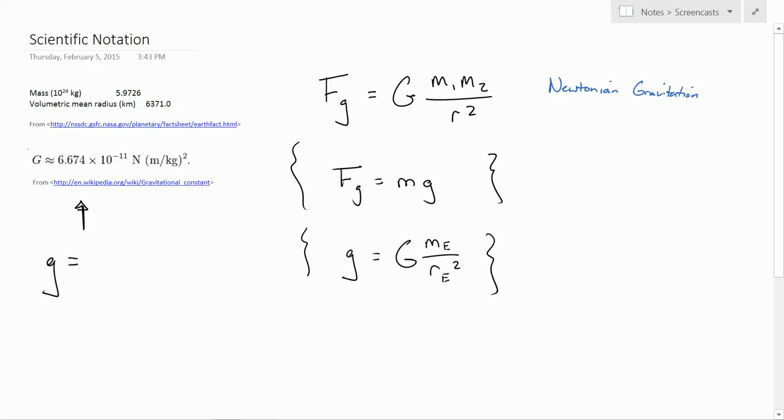We have Newton's constant G, which is 6.67 times 10 to the negative 11. So this is why scientific notation is going to come into play. This is a very small thing. It turns out gravity is a very weak force. We only notice our weight because of how freakishly huge the Earth is compared to us. So that's G. The mass of the Earth is this nice little 5.97 times 10 to the 24th kilograms.